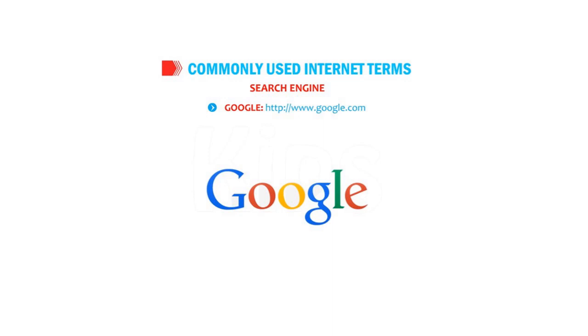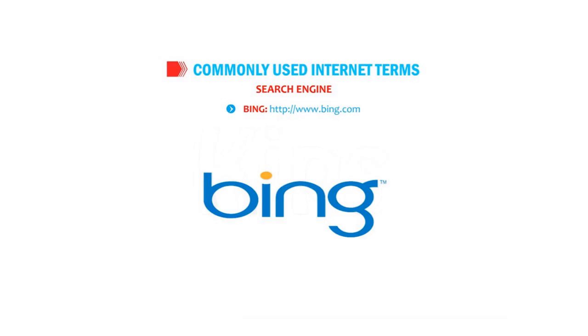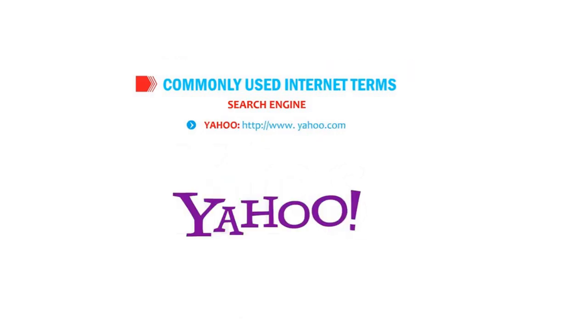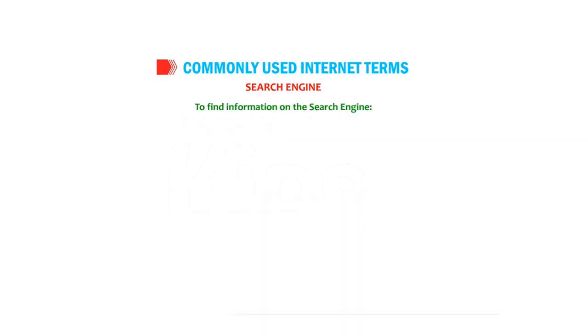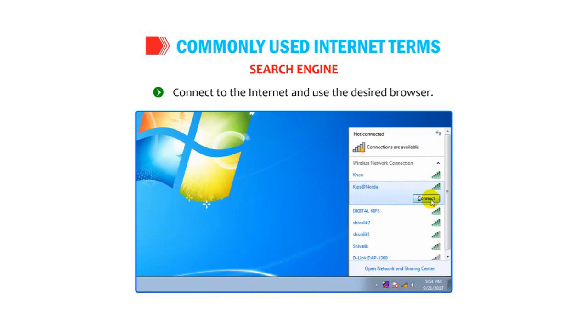www.google.com is the name of the site. Then next one is Bing, www.bing.com, and Yahoo, www.yahoo.com. To find information on the search engine, connect to the internet and use the desired browser.